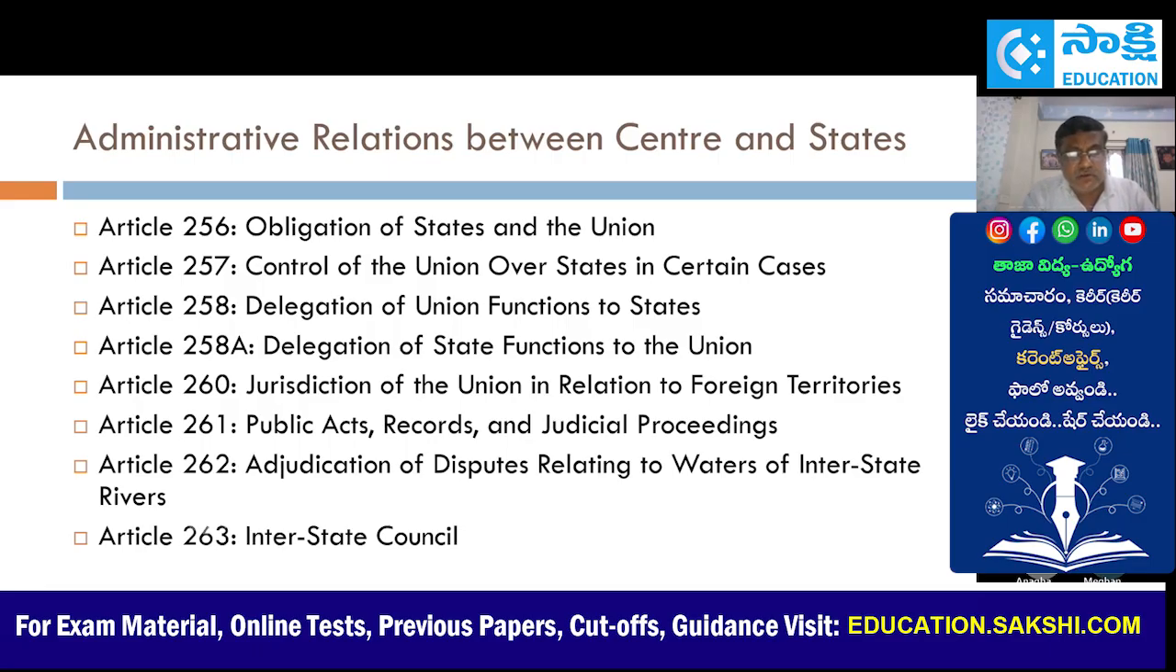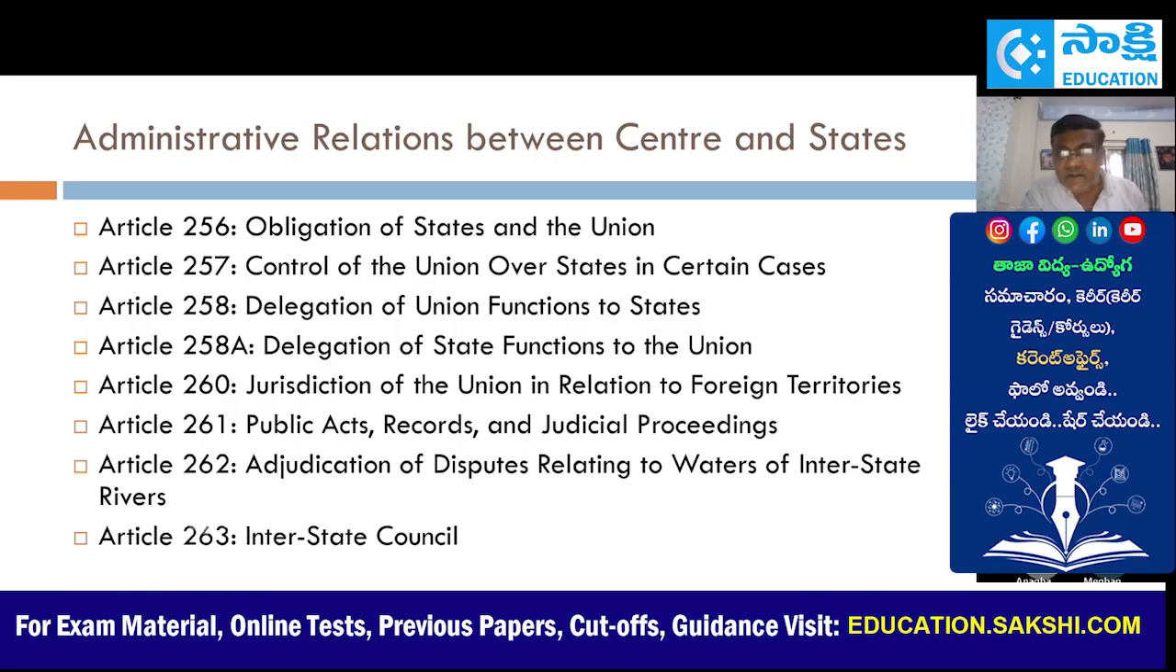Article 262 relates to adjudication of disputes relating to waters of interstate rivers. Water dispute between the states is a crucial area of contention in India. So Article 262 empowers Parliament to provide for the adjudication of disputes related to waters of interstate rivers or river valleys. Article 263 empowers the President of India to establish interstate council. At the beginning also I mentioned, President can set up interstate council according to Article 263.